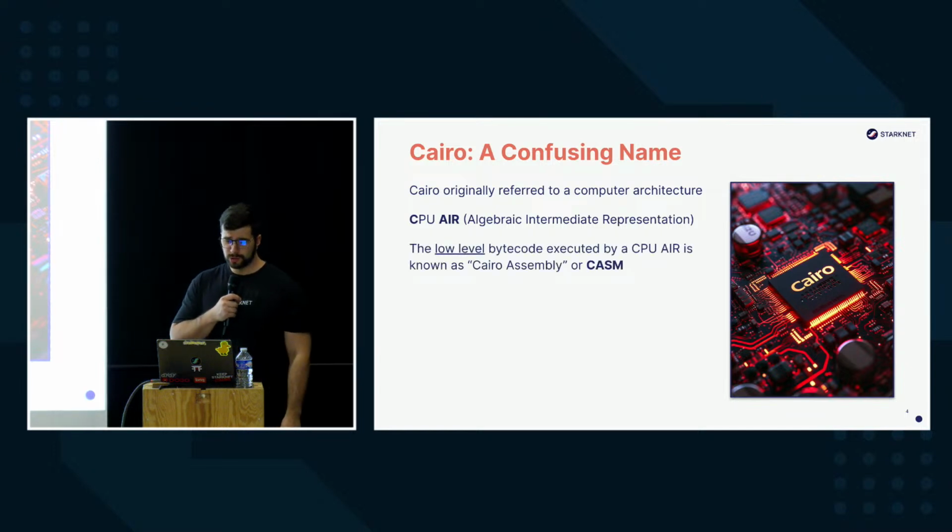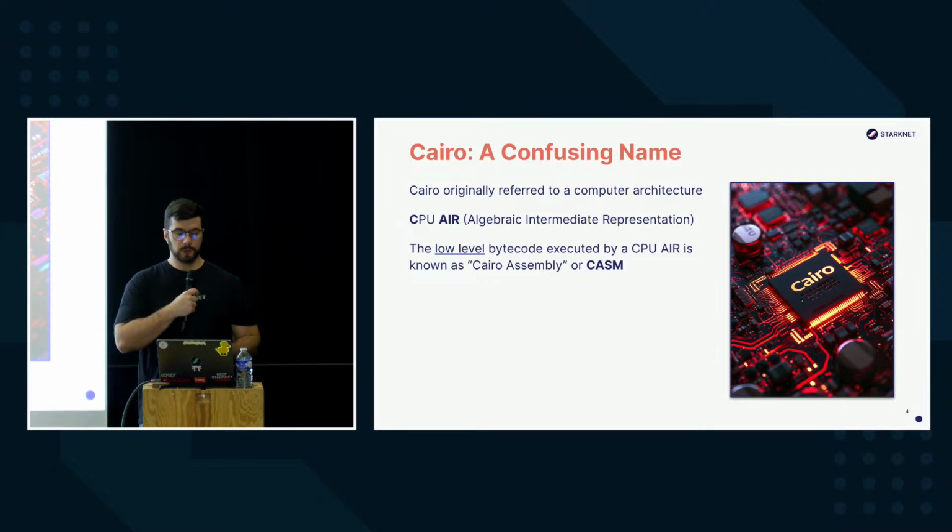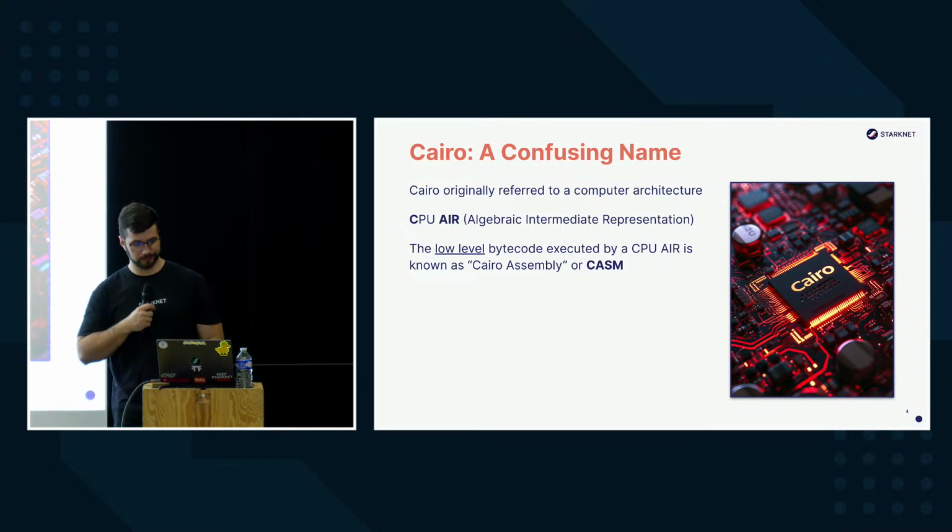Then the low-level bytecode, which is executed by this CPU AIR, which is the heart of the Cairo VM, is also known as Cairo assembly, or CASM for short. So this bytecode.